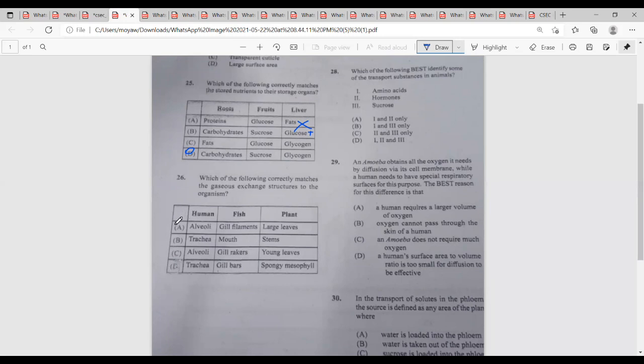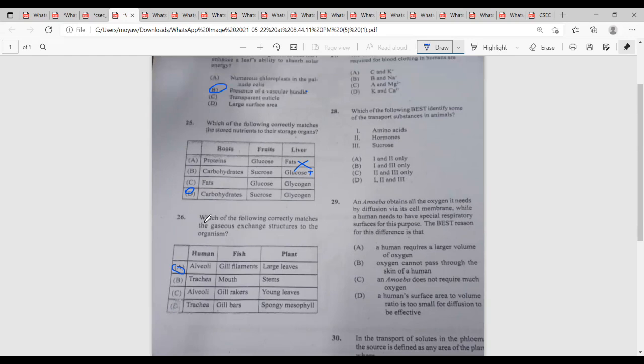So if we're talking about the respiratory structures, definitely A. For the humans, we know that the alveoli would have been the organ for gaseous exchange. Then for the fish, the gill filament is definitely their gaseous exchange surface or organ. And in the plants, definitely the leaves. And even better, the large leaves.